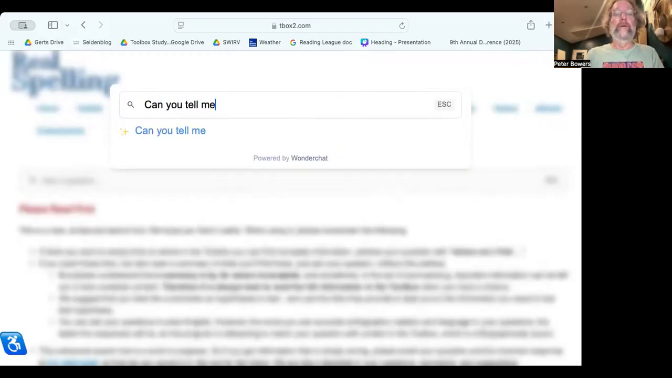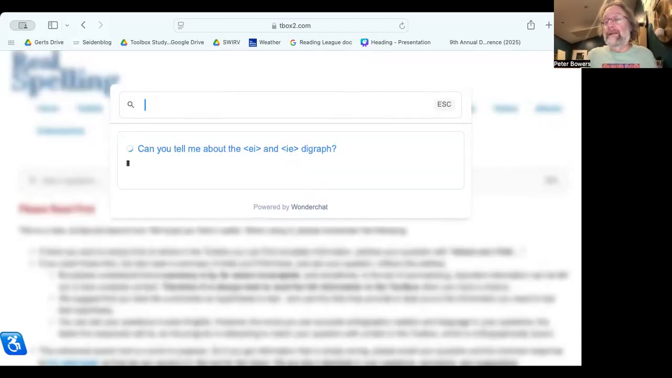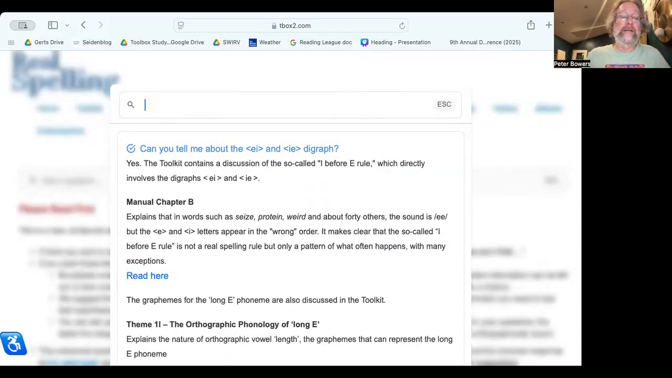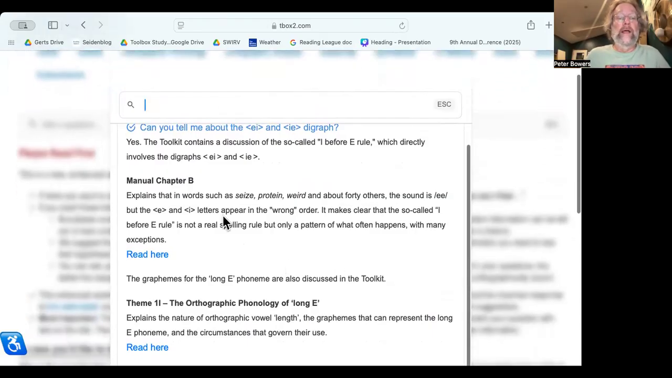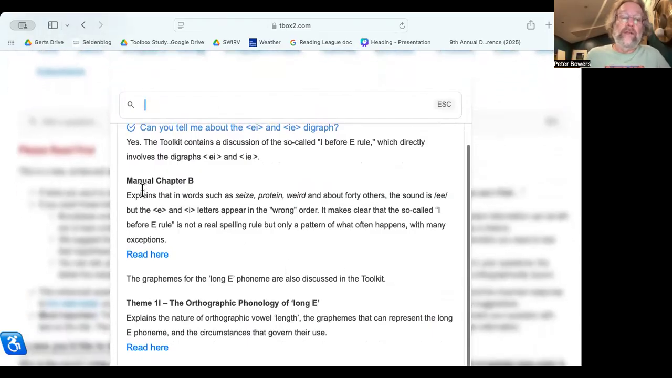Can you spell I-N-I-E digraph? So I'm just writing basically the exact question that was asked to me, and I get a couple of answers here, you see. One is very cool. It's taking me to the manual.